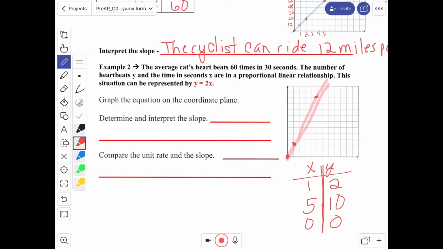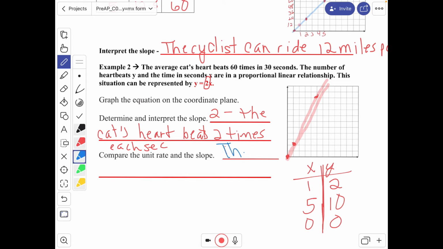So we're going to determine and interpret the slope. The slope was 2. You can find the slope. It's usually what you're multiplying times x. And that means the cat's heart beats 2 times every second. And the unit rate, if I go over 1, I went up to 2. So the unit rate is the same.